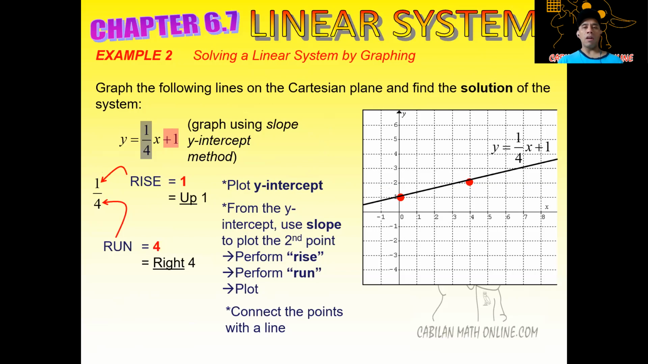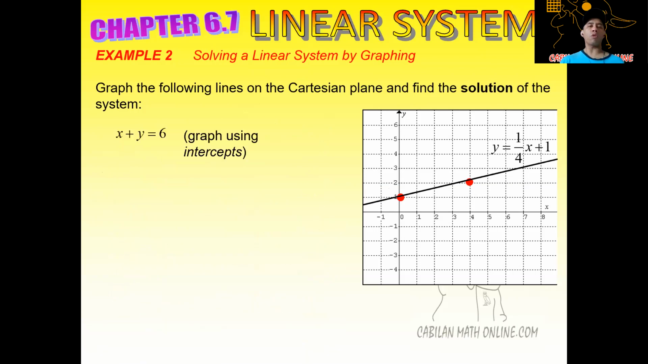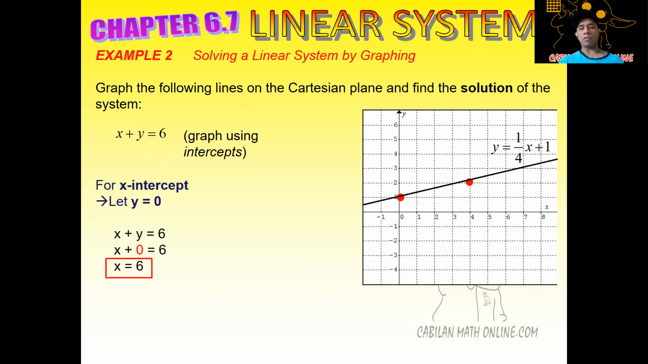All right, so now we've done that, let's take a look at the next one over here. When we're graphing using intercepts, remember that we need to solve for the x and y intercept separately, by letting the opposite letter be 0. So to solve for the x-intercept, we had to let the y equal 0. By doing that, that will give us our first intercept, x is equal to 6.